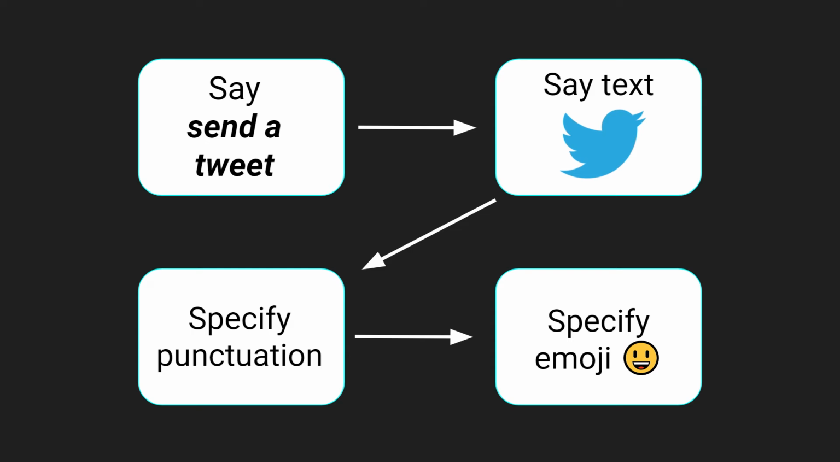With that out of the way, here's a diagram of how I want this bot to work. After I use the key phrase send a tweet, I want the bot to prompt me to say some text, and then prompt me to specify punctuation, and then prompt me additionally to specify an emoji.